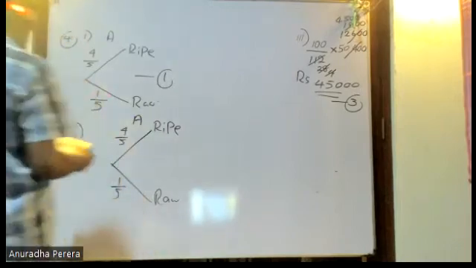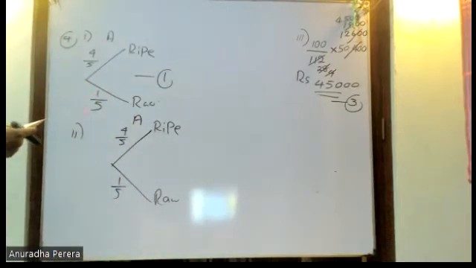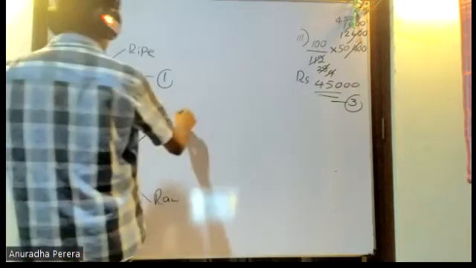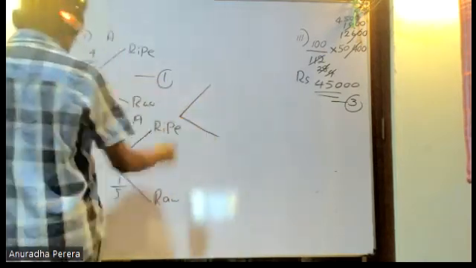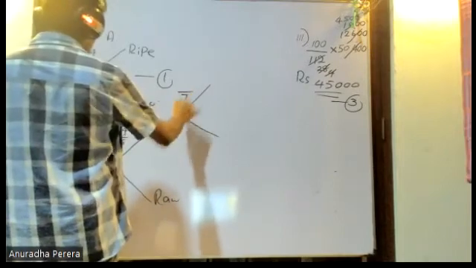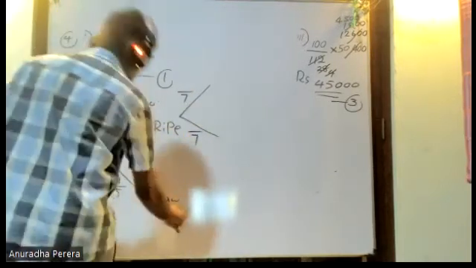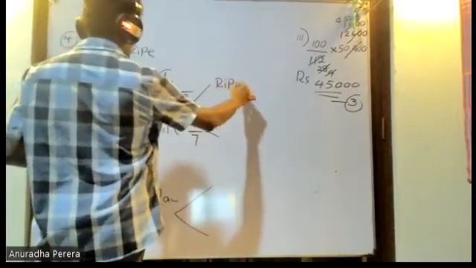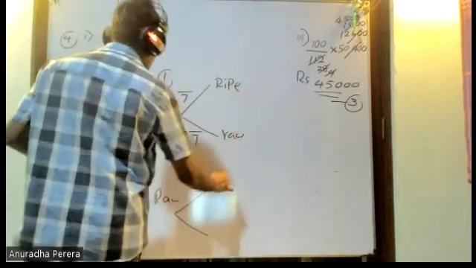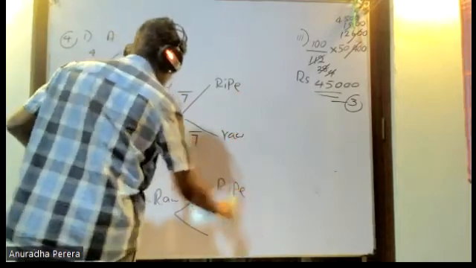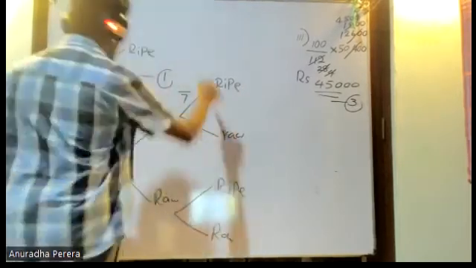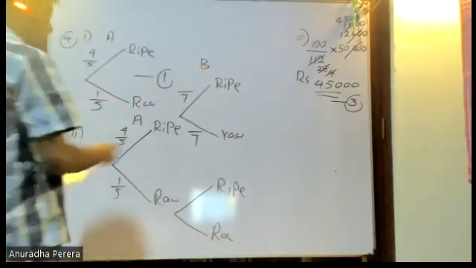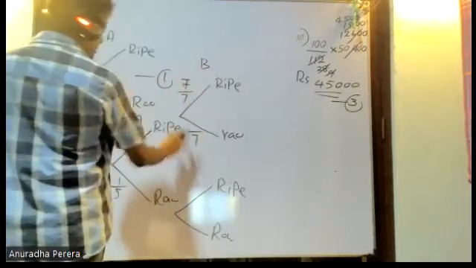Then from B. In bag B, there are only 6 ripe mangoes. If you put this, this becomes 7, right? 7, ripe, raw, ripe, raw. This one is a ripe mango, 7. Then we do not need to draw this part.